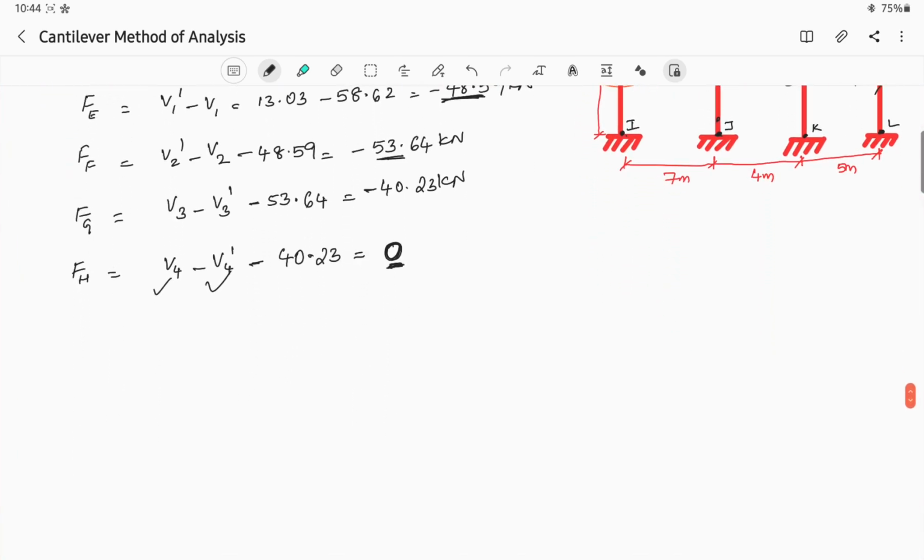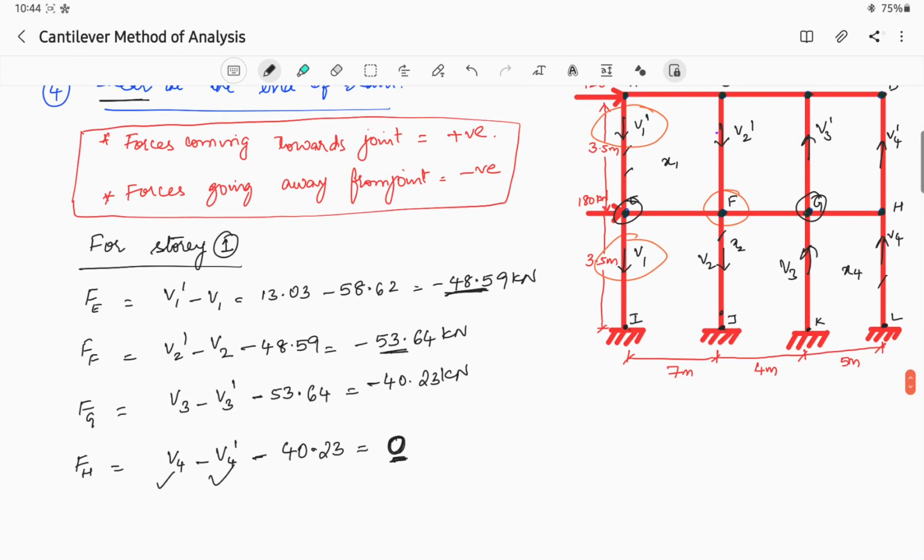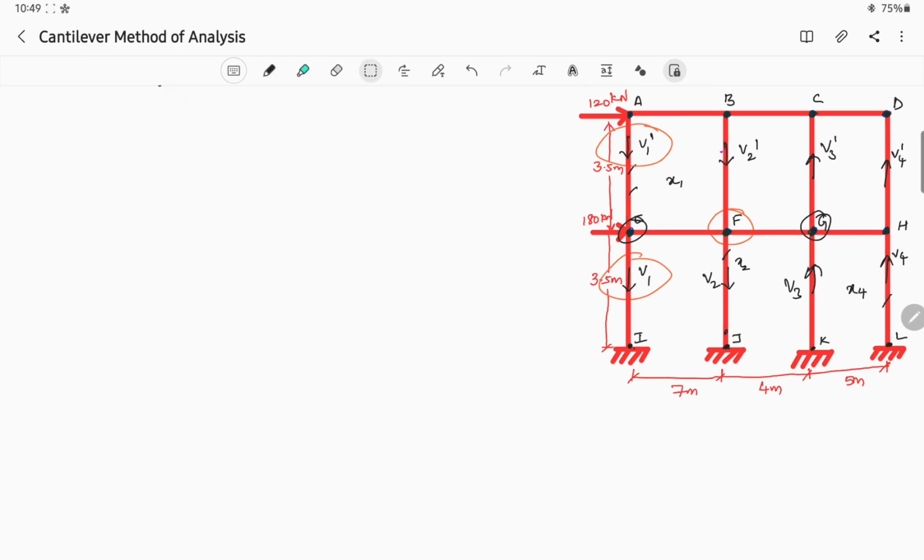Now we'll go for story 2. So we will calculate the shear force for story 2. So how many joints do we have there? You can see there, we'll calculate the shear force at A.